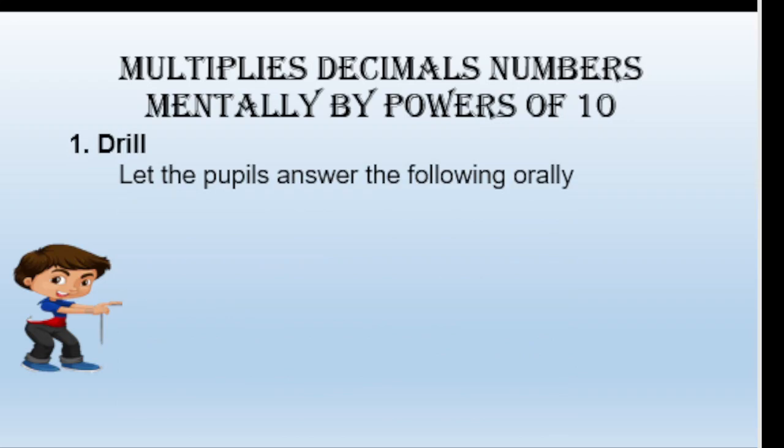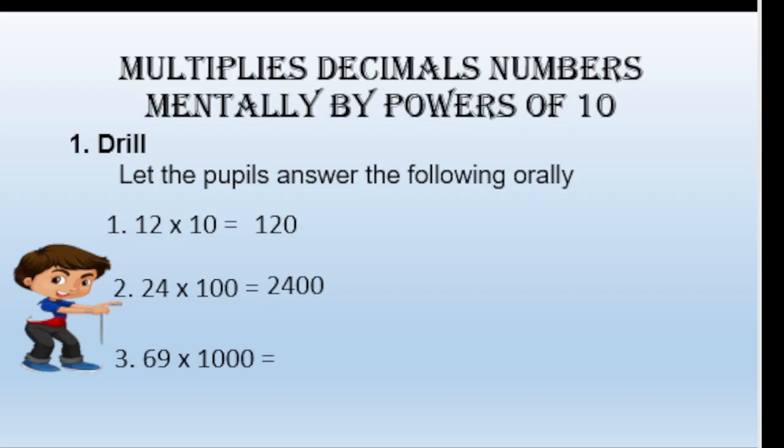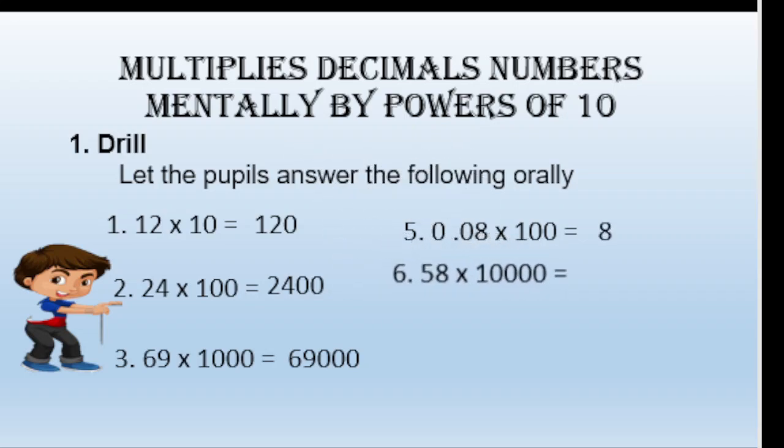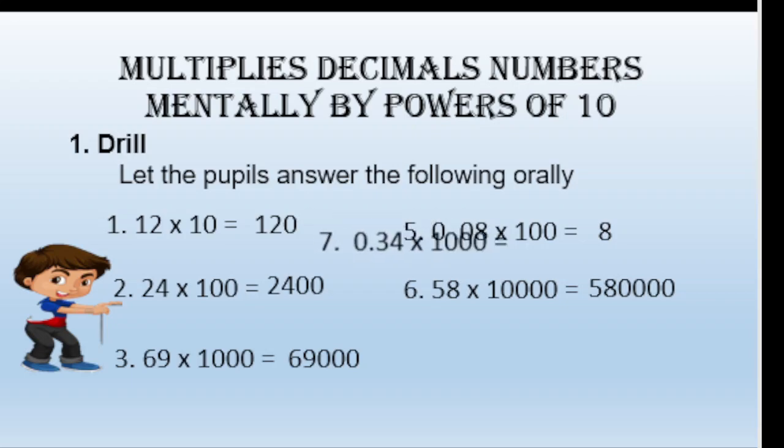For our review drill, we have 12 times 10, that is 120. 24 times 100, that is 2400. 69 times 1000, that is 69,000. You have 800 multiplied by 100, the result is 80,000. You have 58 multiplied by 10,000, the answer is 580,000. And the last one, you have 3400 multiplied by 1000, so you have 3,400,000.